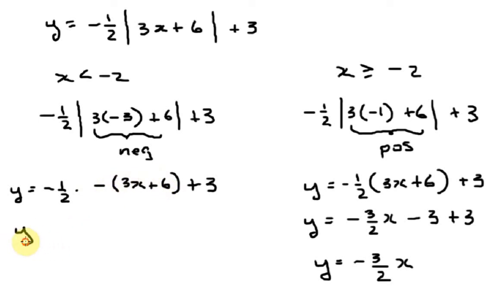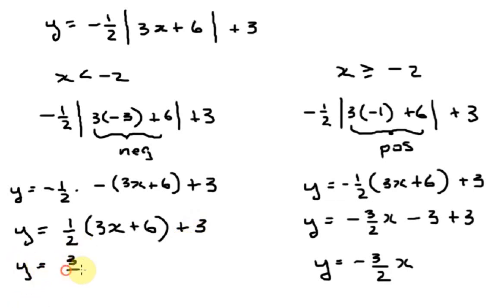And what I'm going to do is now clean up my equation. -1/2 times the negative that's out in front becomes +1/2. And then we still have the 3x plus 6, plus 3. And if I clean it up a little bit, we've got 3 halves x, and then 1/2 times the 6 is 3, plus 3. This is going to simplify down to 3 halves x plus 6.